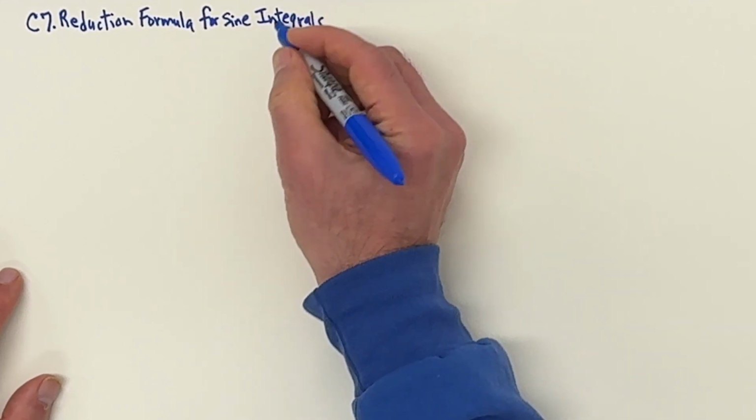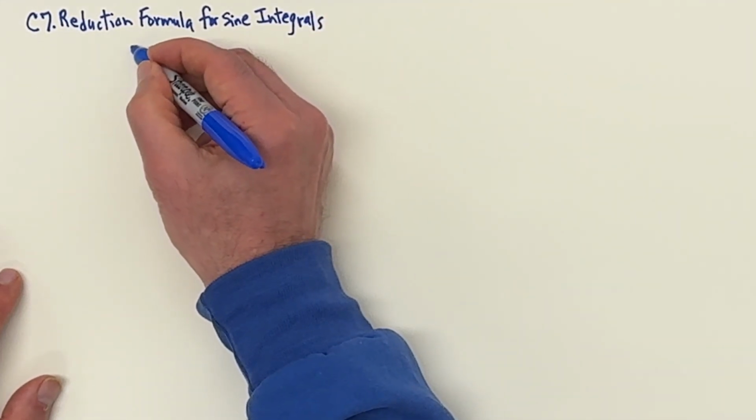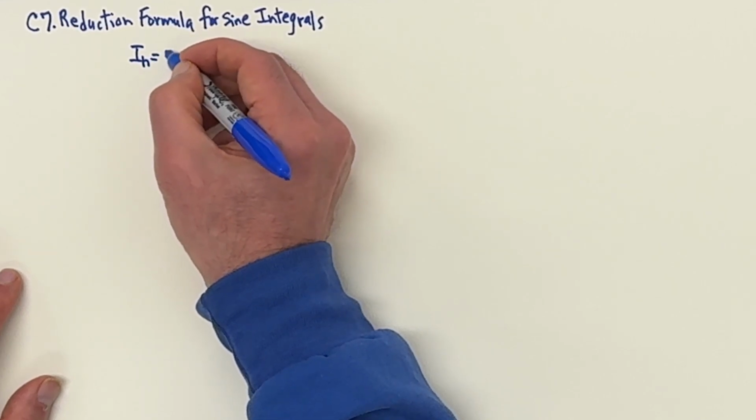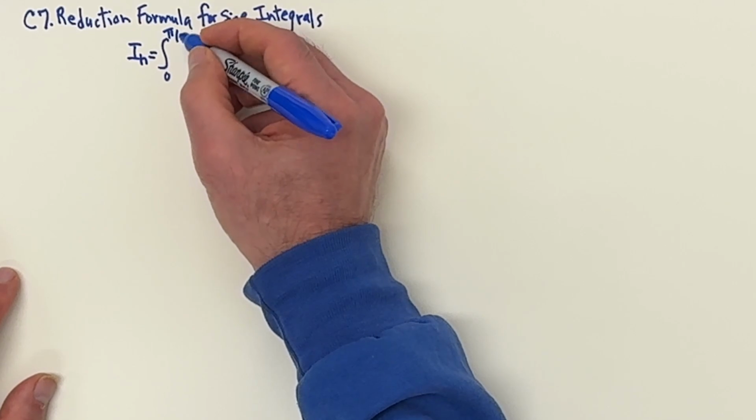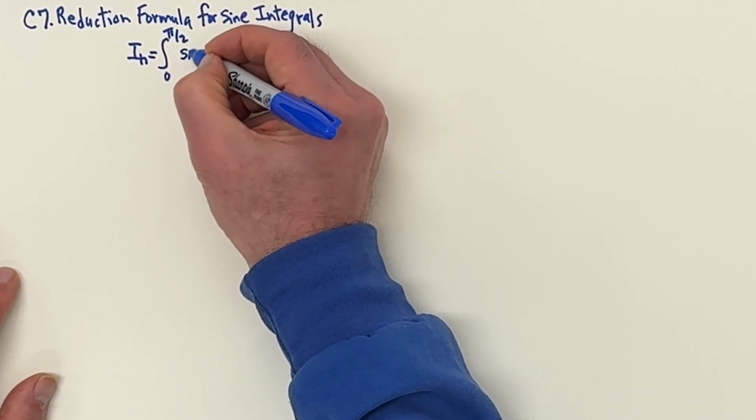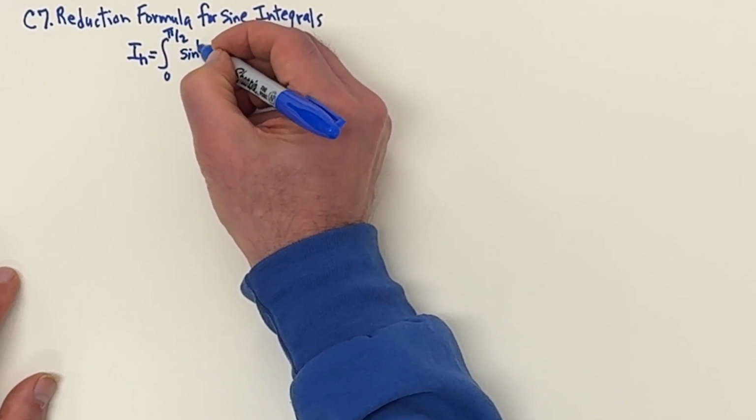Now, this is an integral that we're going to need in our course later. We integrate from 0 to pi over 2 the sine of x to the nth power.